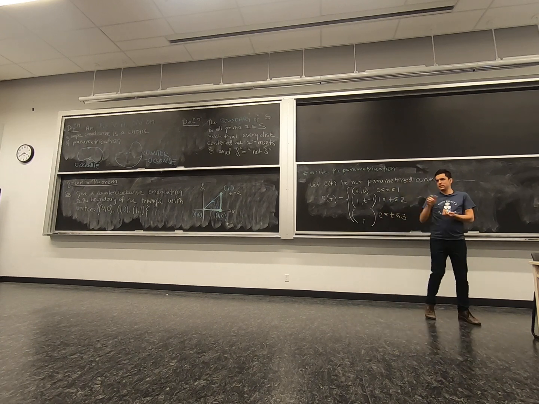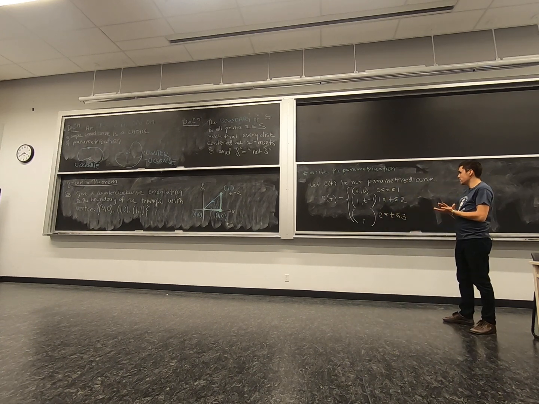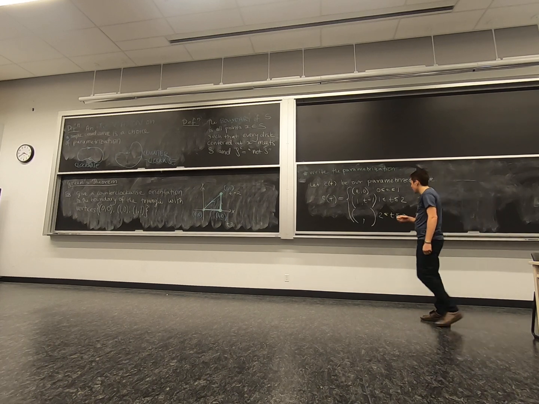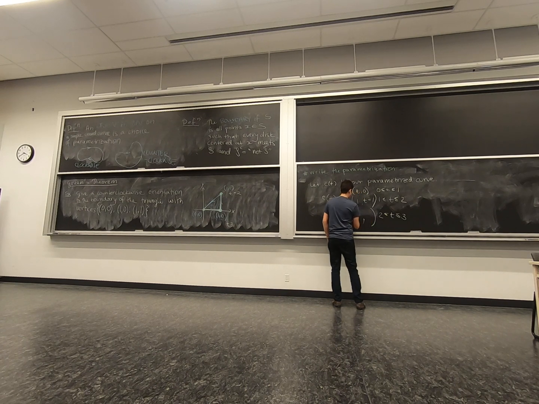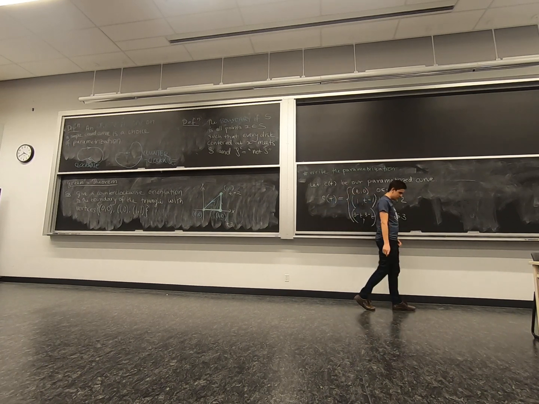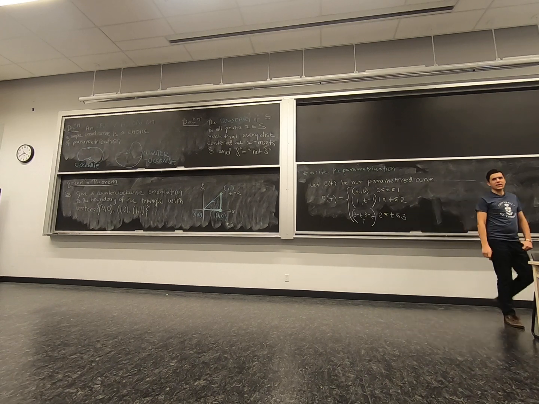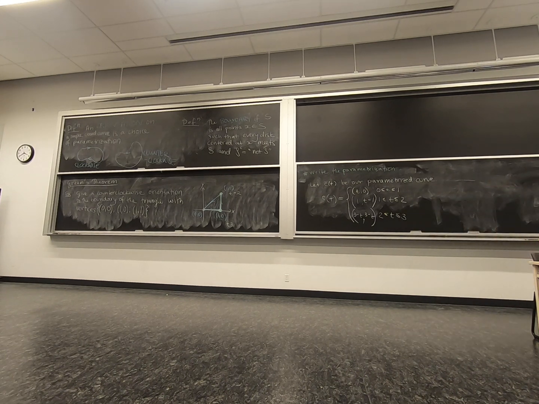Negative 3 minus t. Yes, that will do. Negative t minus 3. Nice. Beautiful. And this is our parameterized curve.